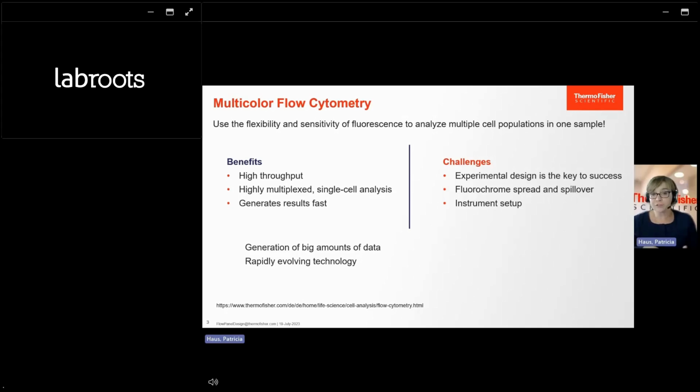Or you want to process so many more samples, isn't it? So let's say you have a huge campaign with hundreds of patient samples and you want to detect within all of those patient samples the status of a certain target. Then this is also usually the technique you would choose.